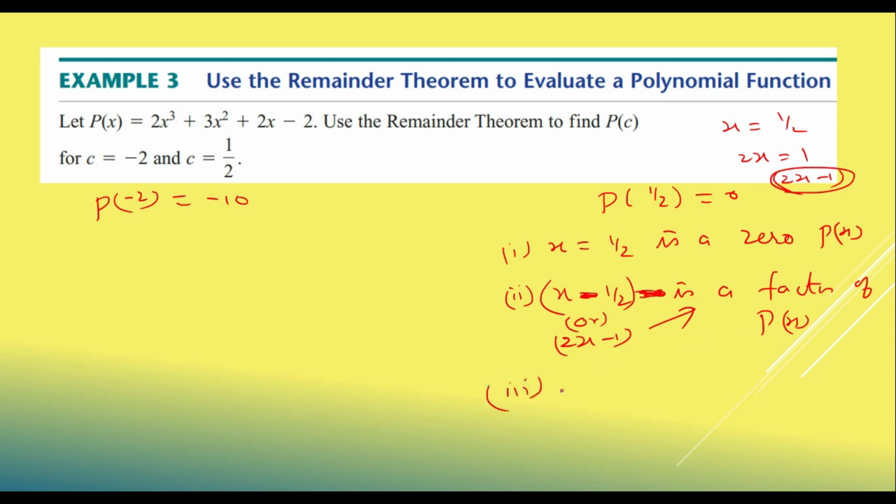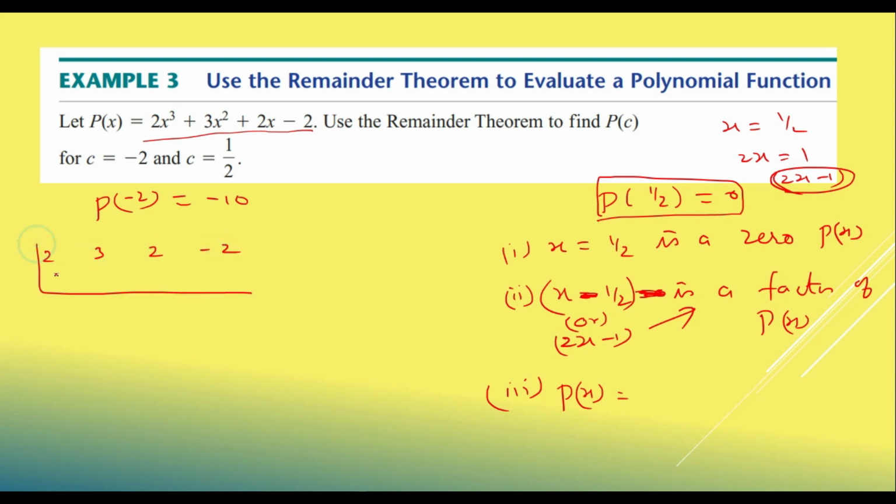Third, the original polynomial can be expressed when the remainder is 0. When the remainder is 0, all these are equivalent results. You can write the original polynomial p of x as the product of the quotient and the divisor. What was the quotient in dividing by half? One more time I want to recall it: 2, 3, 2, minus 2.